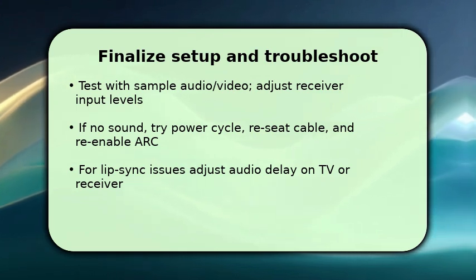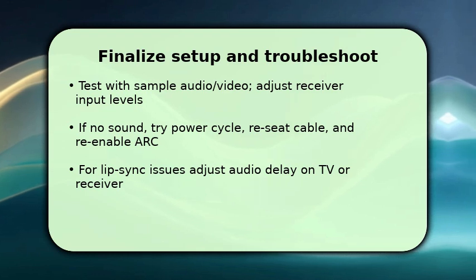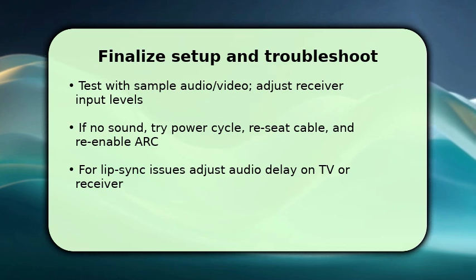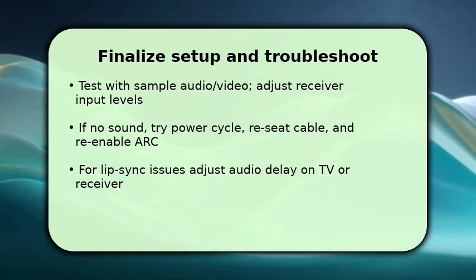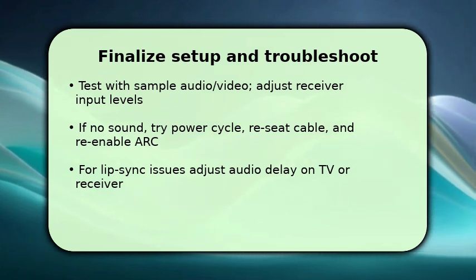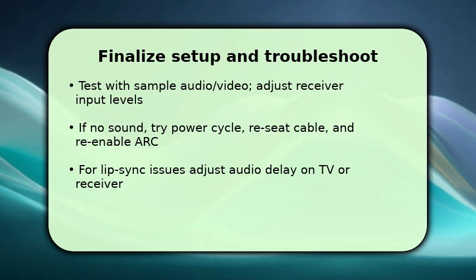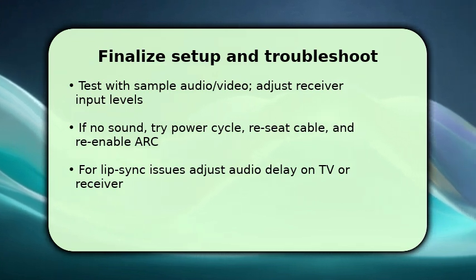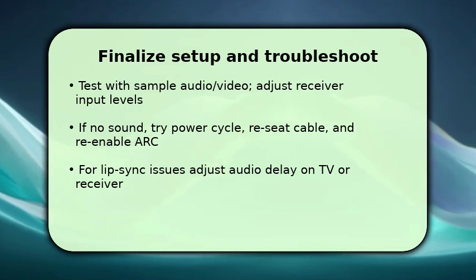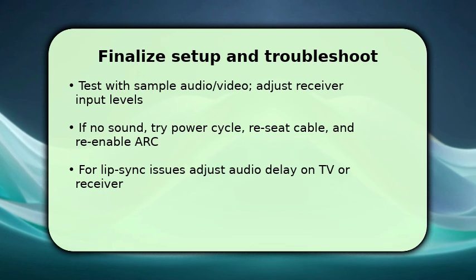If you get no sound, power cycle both devices, reseat the HDMI cable, and re-enable ARC/CEC. This resolves most handshake failures. If audio lags, use the TV or receiver's lip sync/audio delay setting to align sound with picture. Remember, changing TV apps can reset outputs, so make sure the TV output remains set to ARC after app switches.